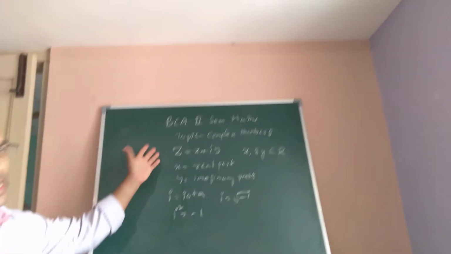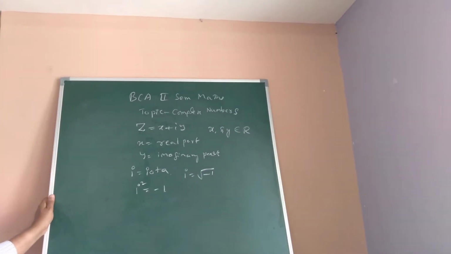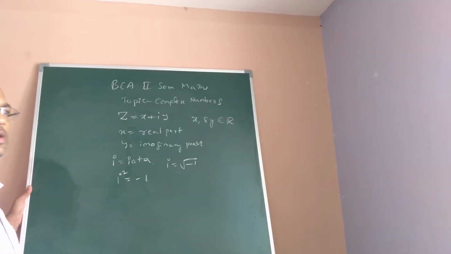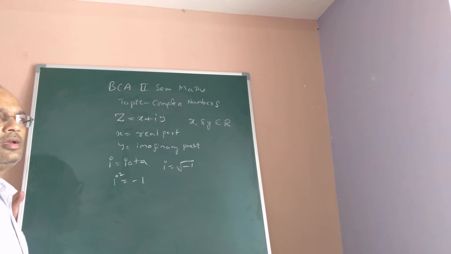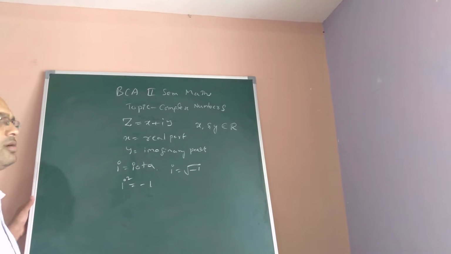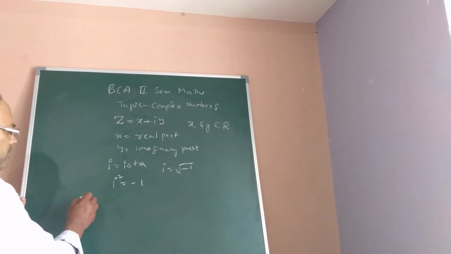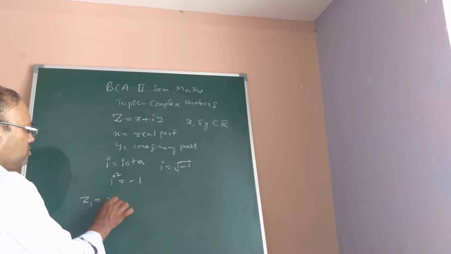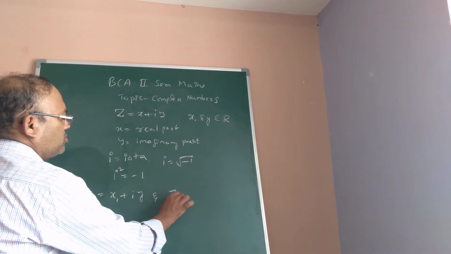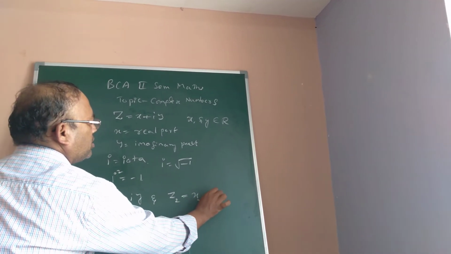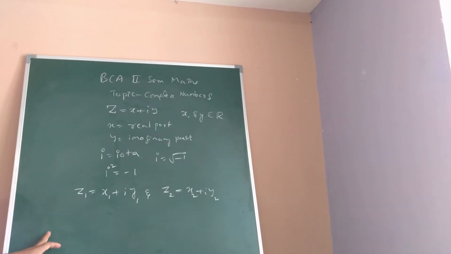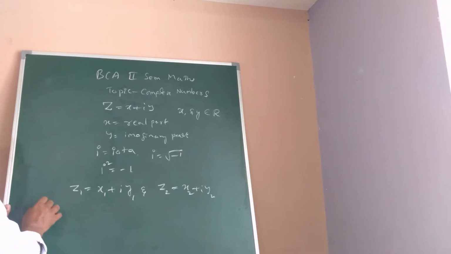Now, as usual in the addition of real numbers and natural numbers, in complex numbers also we can add, subtract and multiply the complex numbers. Let us take two examples of complex numbers. That is, z1 is equal to x1 plus iy1 and z2 is equal to x2 plus iy2. These are the two complex numbers.